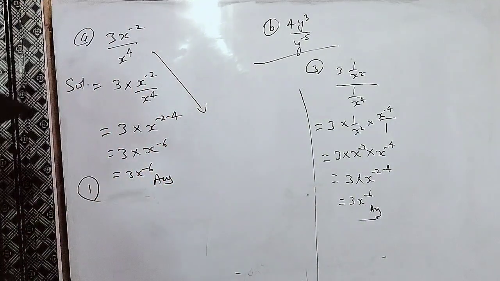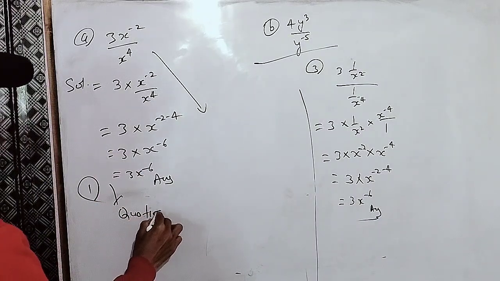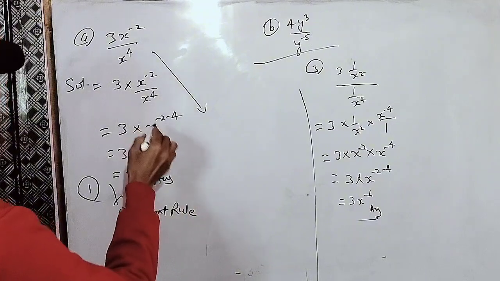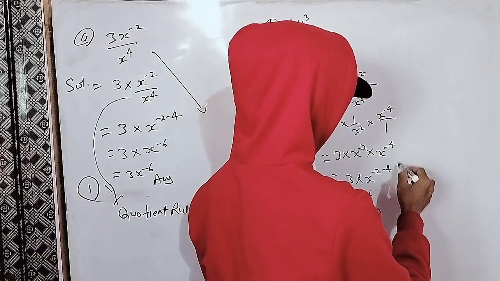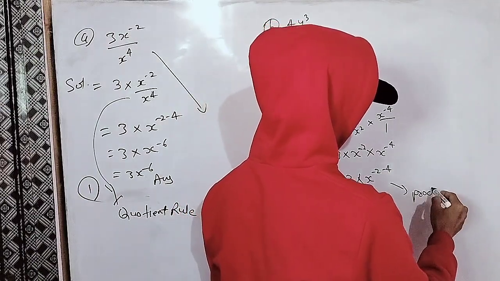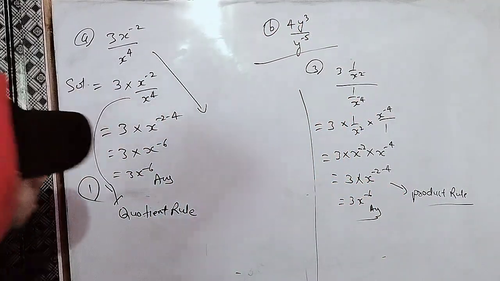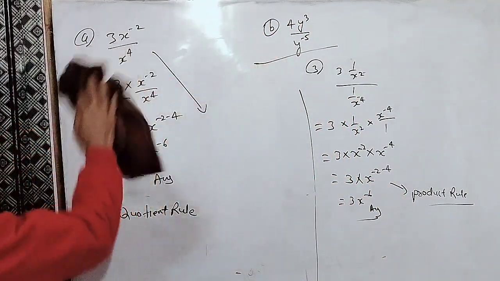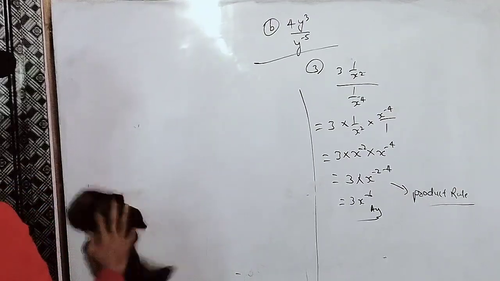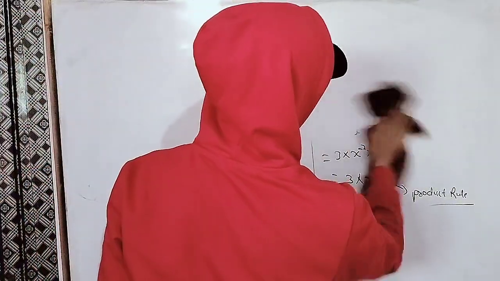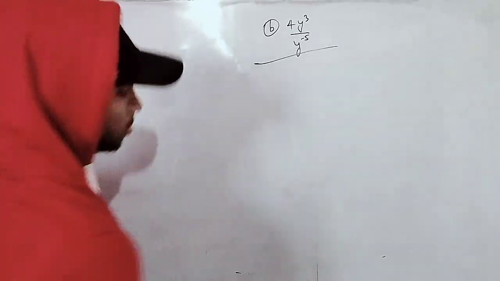So here in this way we applied what? Quotient rule. Where is the quotient rule? This. And here we applied our product rule. Okay, product rule. Now it's time for this question.